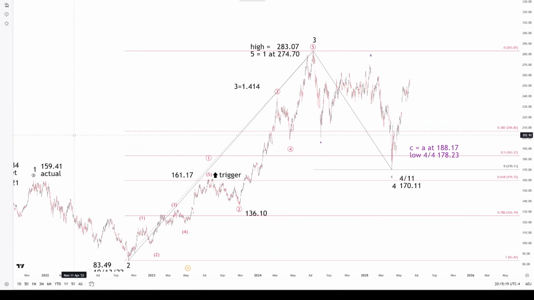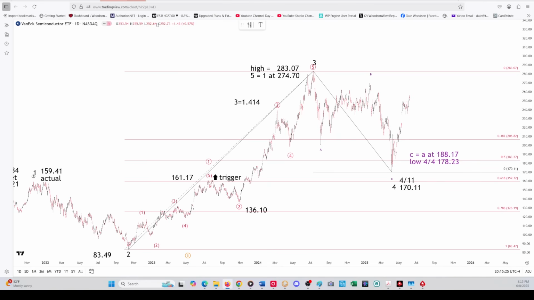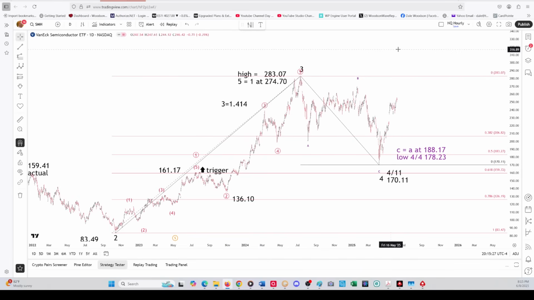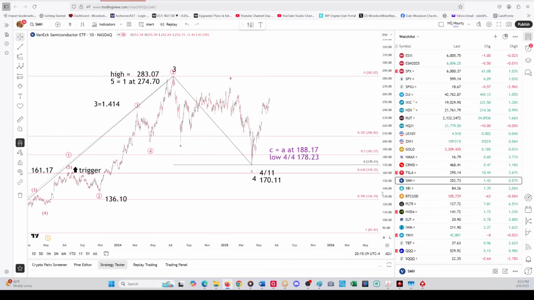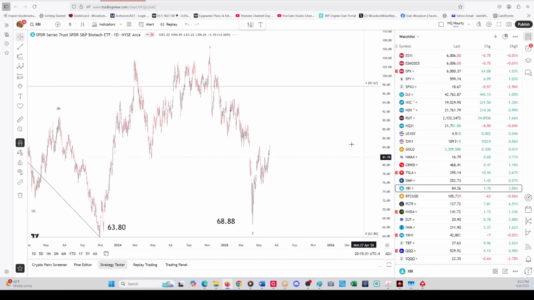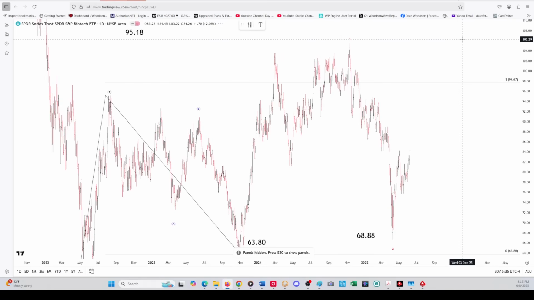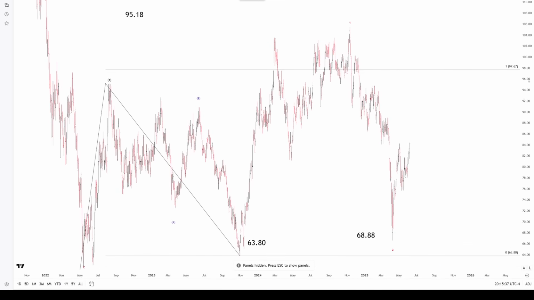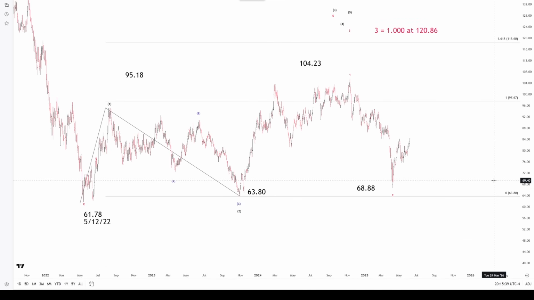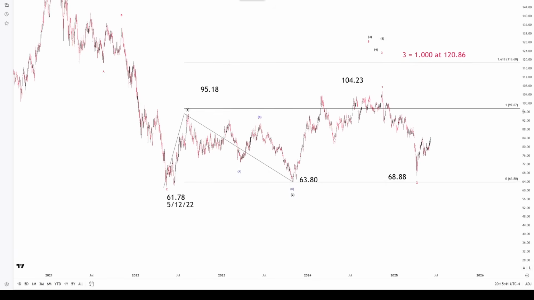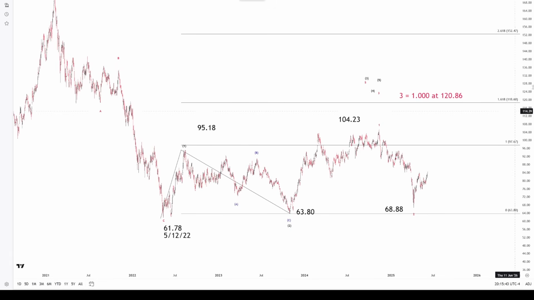That's a pretty big picture here of the SMH. All right, let's get out of that and let's go to what was next on our list. XBI. Here we are with the XBI. Let's make that full page. There we go. And we update this every month. Okay, let's get all that into the picture.